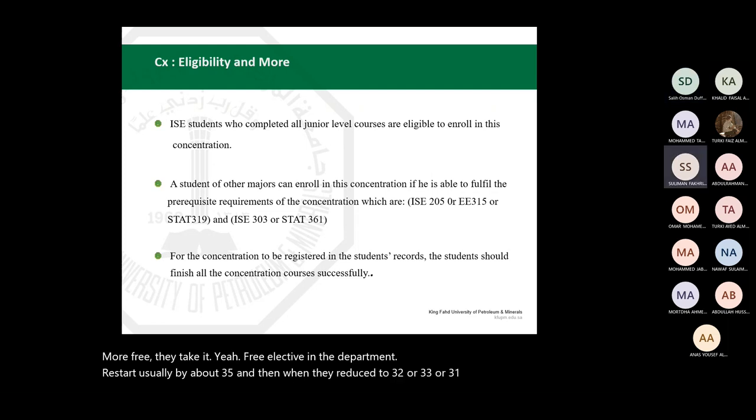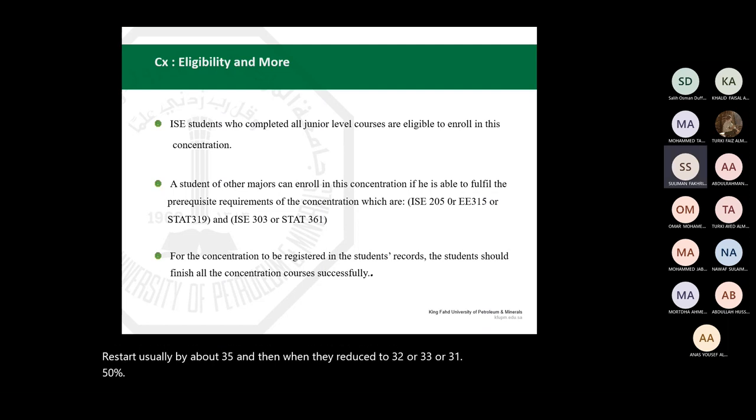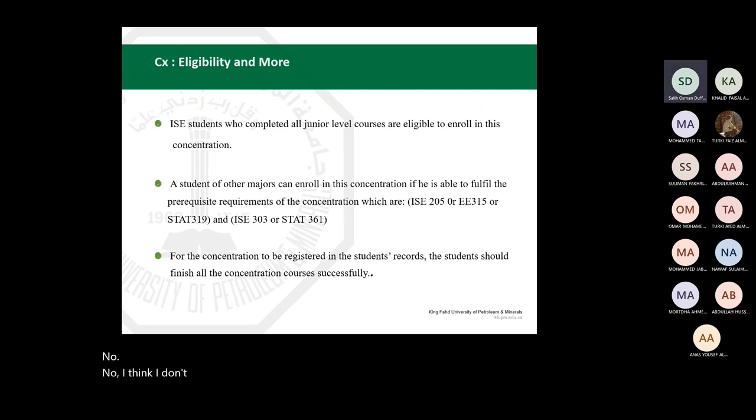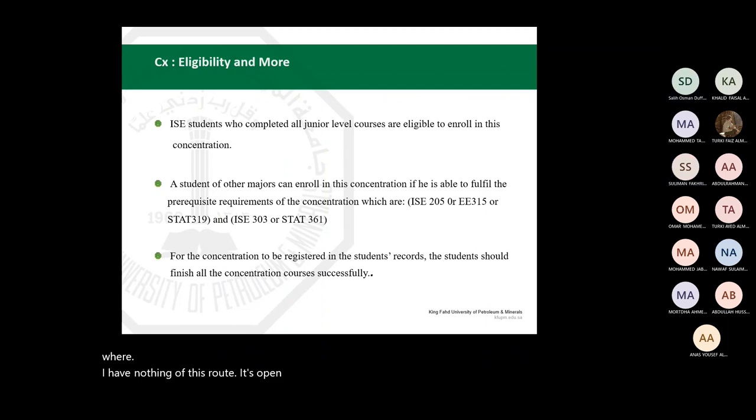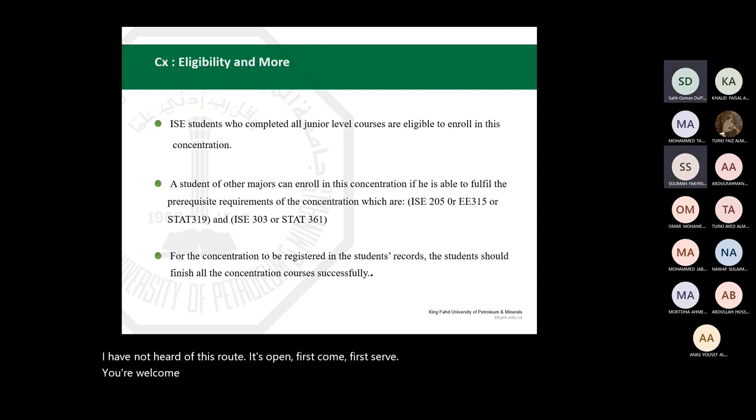Okay, and 50% of the students should be from the ICE department, right? No. Now I think I do not have any, not 50%. I don't know this rule from where. I have not heard of this rule. It's open. Okay. First come, first serve. Thank you, Doctor. You're welcome.